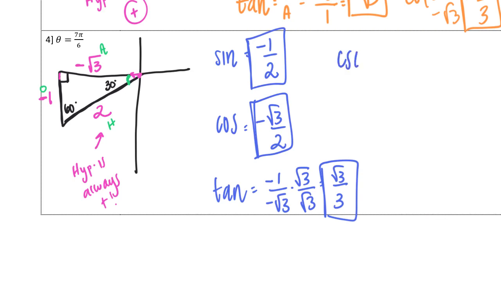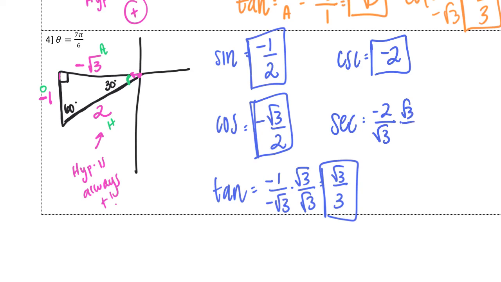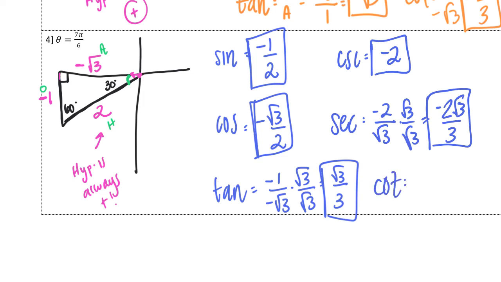For your cosecant, you should have the reciprocal of sine, which is negative 2. For your secant, you should have negative 2 over the square root of 3. If you rationalize it out, you get negative 2 square root 3 over 3. And last but not least, for your cotangent, you should have square root of 3 over 1, which is just the square root of 3.